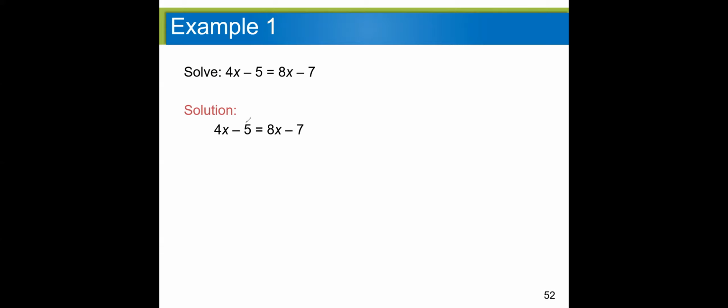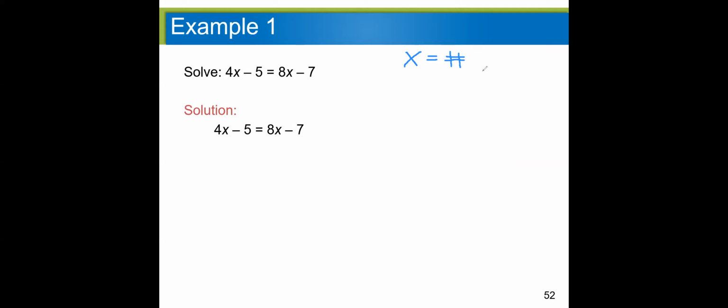So 4x minus 5 equals 8x minus 7. Solve it. That means essentially solve for the unknown, solve for the variable, solve for the x. So I want this in the form of letters on one side of the equal sign, numbers on the other side of the equal sign.